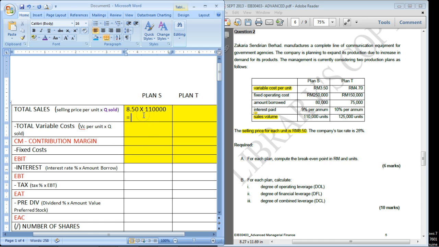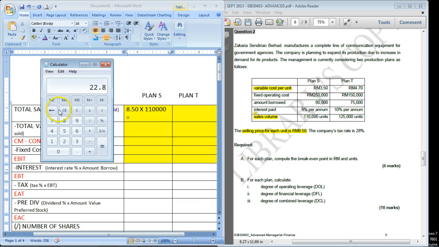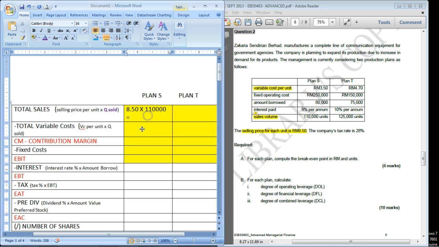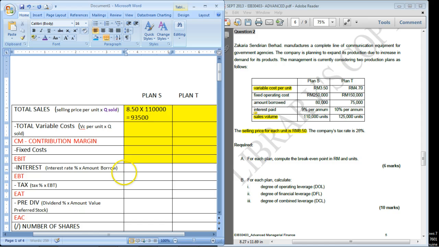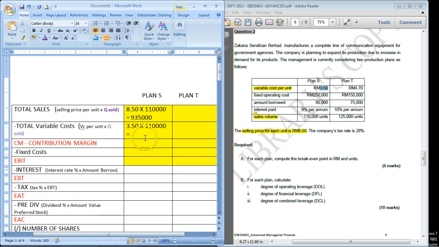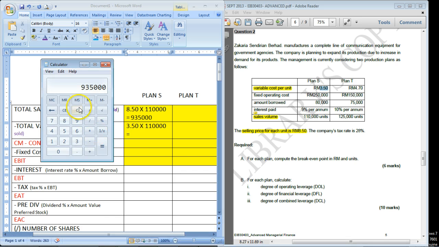Now what is the answer, class? You need to calculate 110,000 times 850, then you will get, sorry, too fast, 93,500,000. How about your variable cost? 350 times the same quantity. Use your calculator. Please use a scientific calculator.